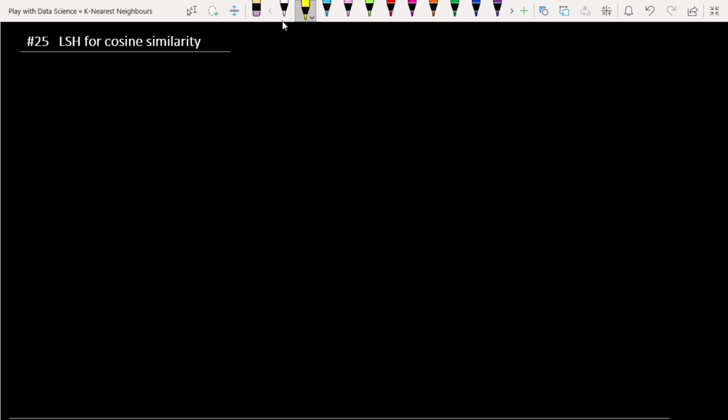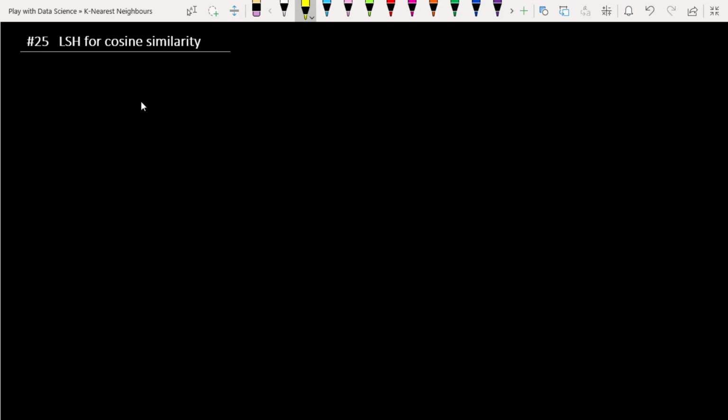Here we will see how locality sensitive hashing, or simply LSH, is implemented through cosine similarity. So first we are going to discuss this concept. First we have to recap something about cosine similarity. We already learned what cosine similarity is. Just to recap these things.